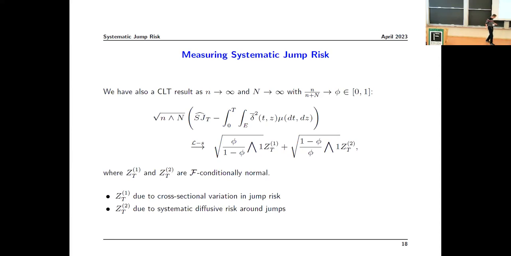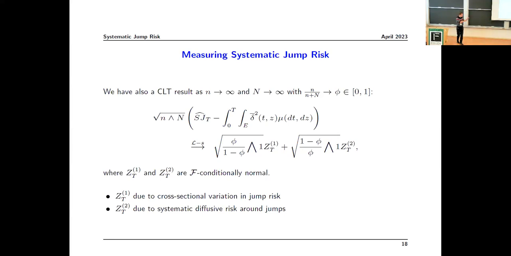But just to say what's driving the behavior of the error, the leading term, there are two components of error which mask, or prevent us from seeing, the systematic jump risk that matters. The first one is driven by cross-sectional variation in idiosyncratic jump risk. So around the systematic jump time, the presence of idiosyncratic jumps is going to mask a little bit or prevent us from seeing fully the systematic jump. And then also the systematic diffusive risk around the jumps is going to make things difficult to see.